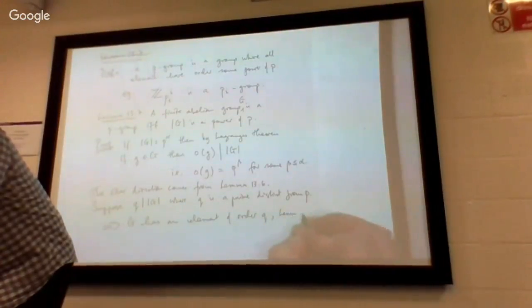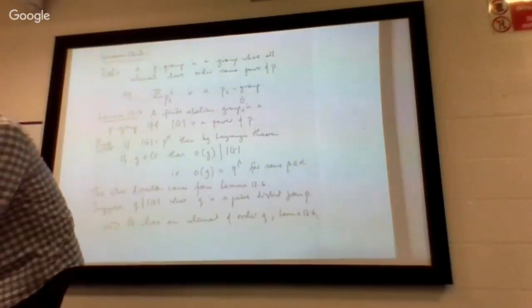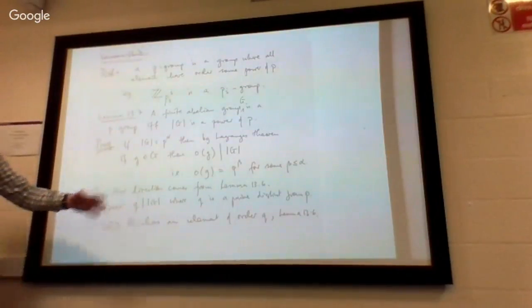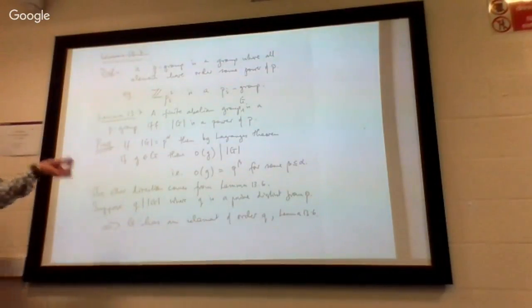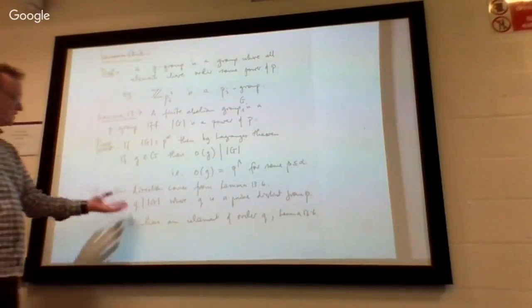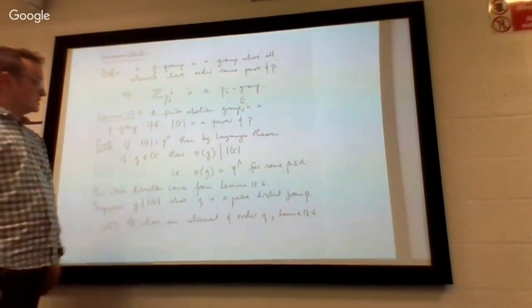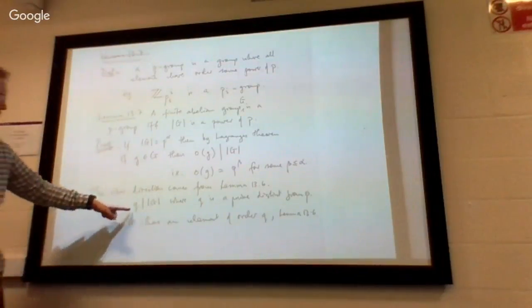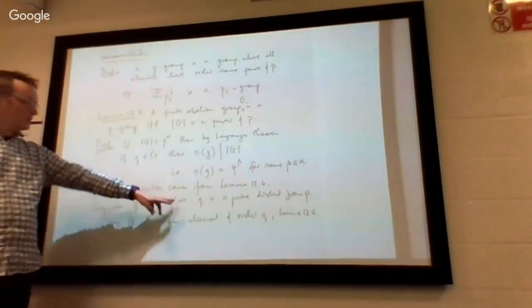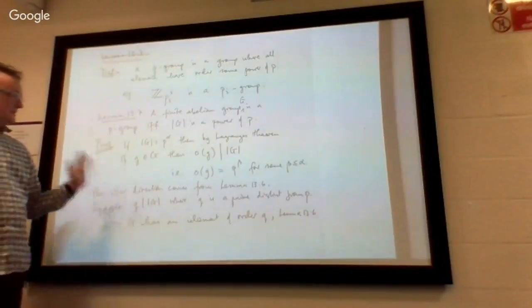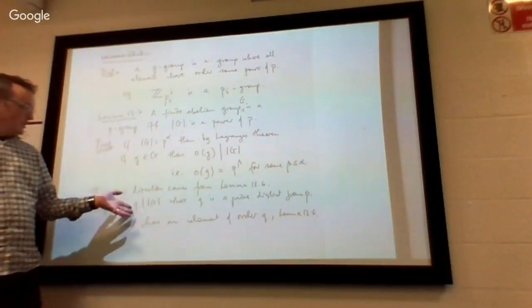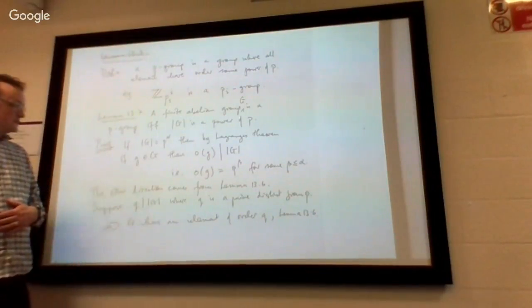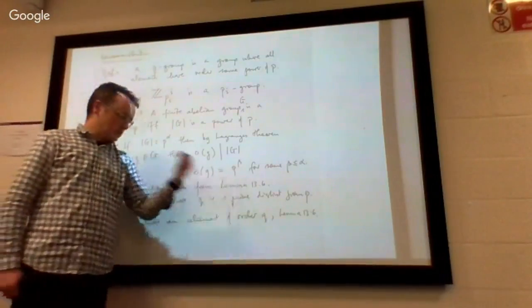Lemma 13.6 says that for any prime dividing the size of the group, you will find elements of that prime order in the group. So if there's any other prime Q dividing the size of G, that's an alternative prime. If you've got some other prime dividing the size of G, there will be elements of order Q.